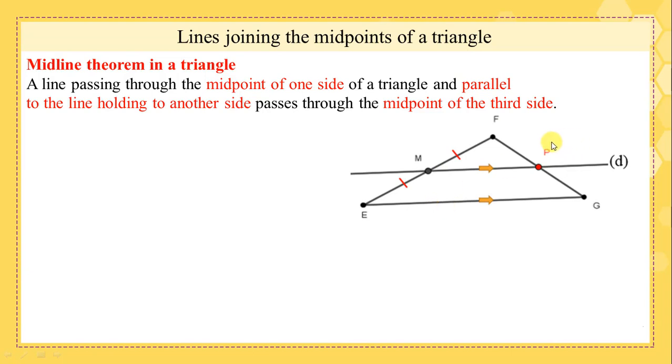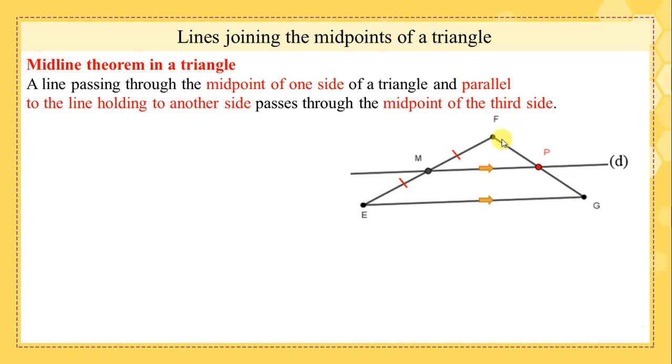We get that the point of intersection of the third side with this line is the midpoint of the third side. So, a line passing through the midpoint of one side, which is D, passing through the midpoint of EF, which is M, and parallel to the line holding another side, which is EG, passes through the midpoint of the third side, so it passes through P, the midpoint of FG.